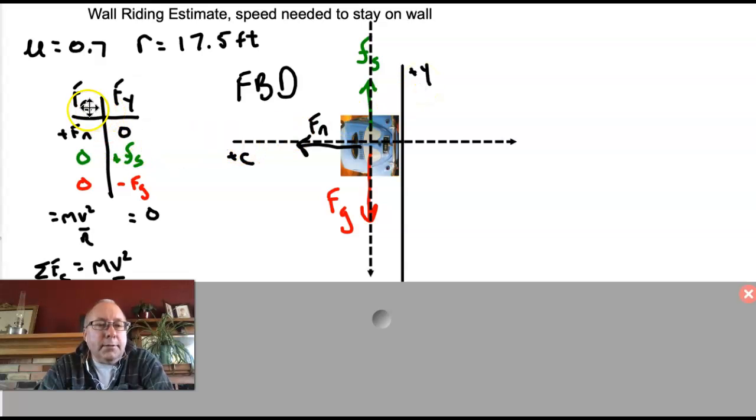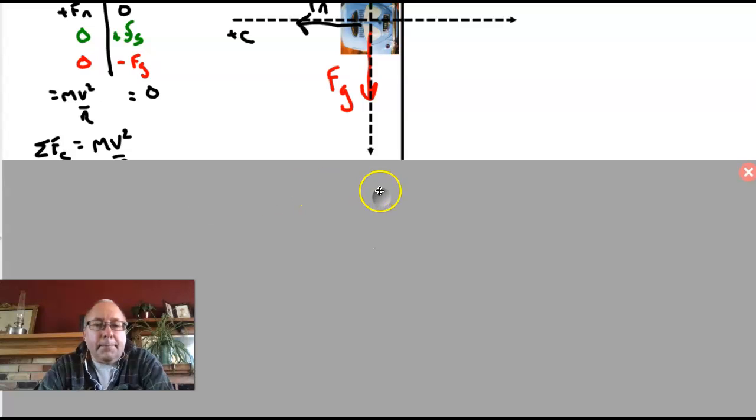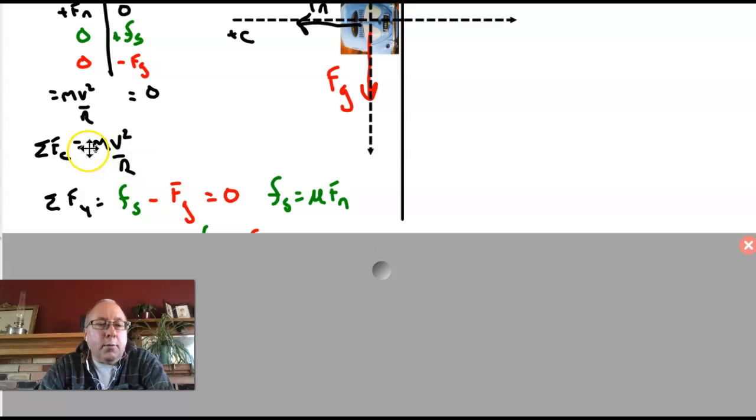So we make our t-chart. Centripetal force is only the normal force. In our y direction, we have a plus static friction upward and gravity downward. Of course, it's not going up or down, so there's no acceleration in the vertical direction. All right, so from here on out, it's pretty straightforward, actually. We have our equation in the centripetal direction, our equation in the y direction. And in the y direction, we can see that we would just have static friction minus gravity equals 0.